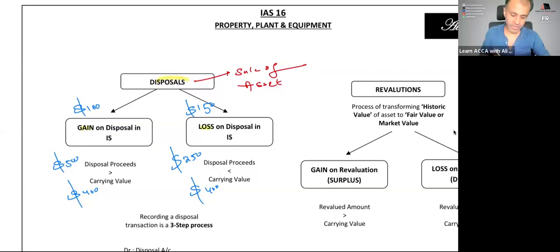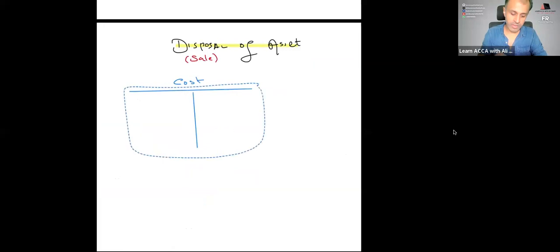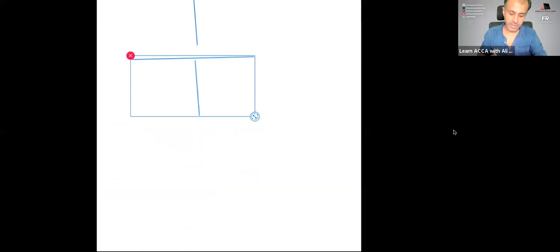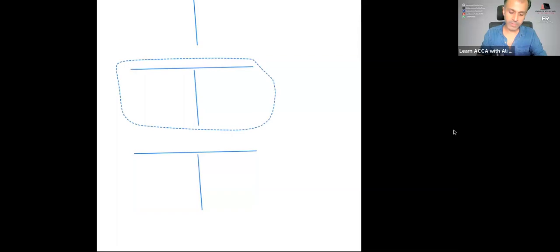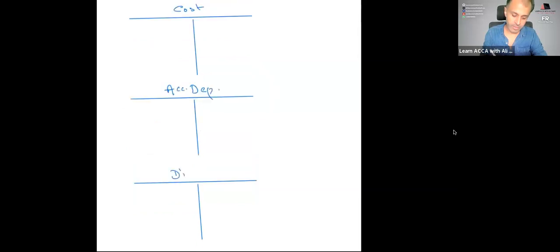But recording a disposal is a 3-step process, and this is what I am going to make you understand by making an example. So suppose this is the T account of cost. Next is the T account of accumulated depreciation. Next is a T account of cost, accumulated depreciation, and the disposal.